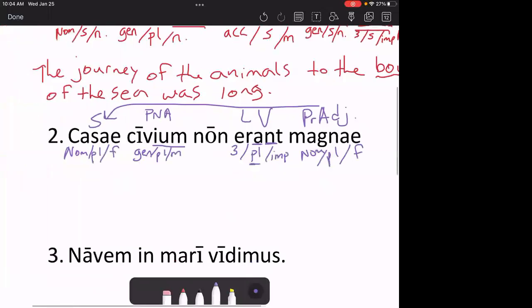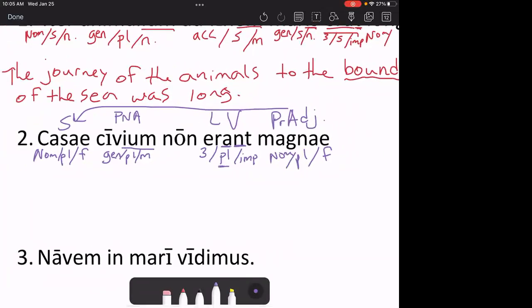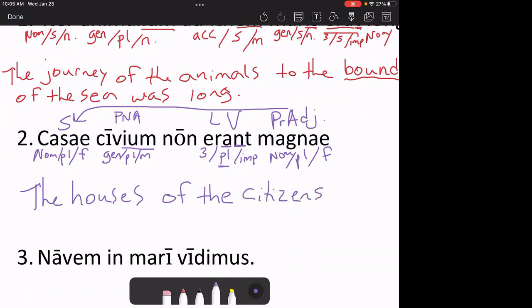So remember, linking verb sentences are much easier to translate because we can pretty much read straight across. Casae, the houses. Civium, of the citizens. And yes, this is a possessive noun adjective, not a genitive of material. That would be very disturbing. So the houses of the citizens non errant, were not magnae, large. Okay.